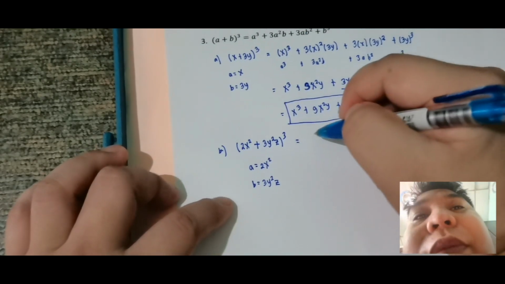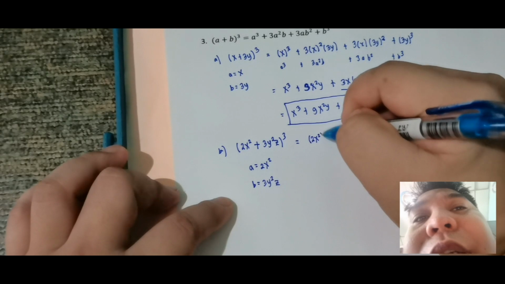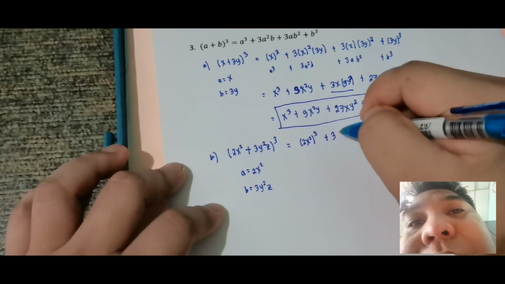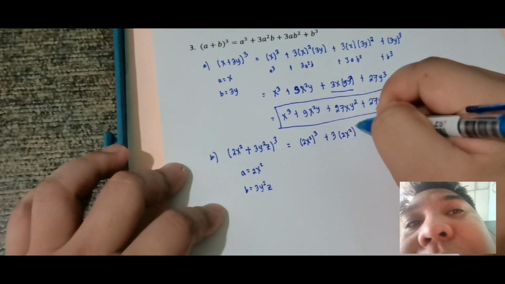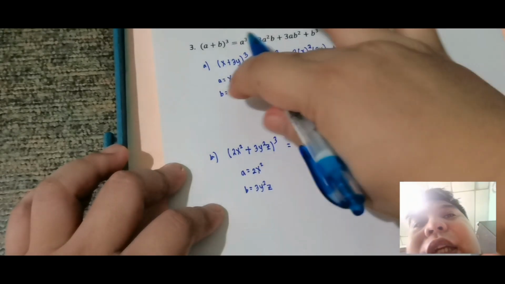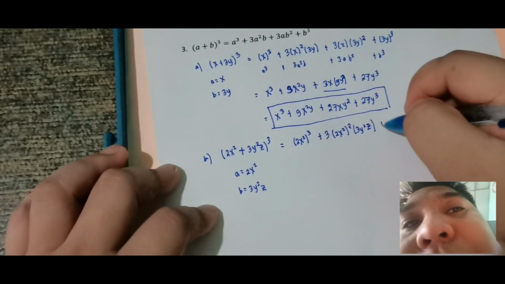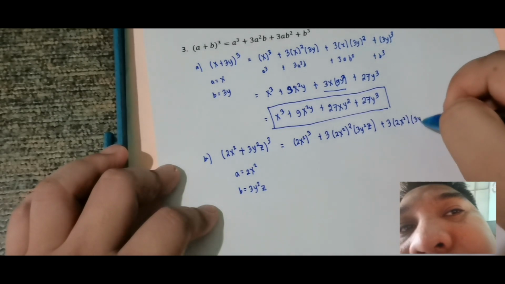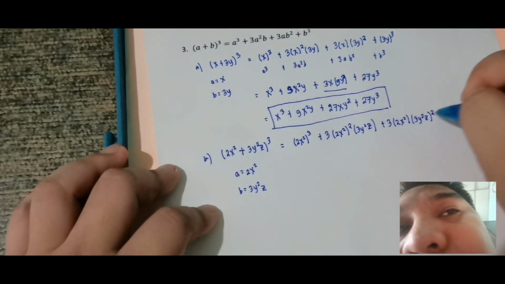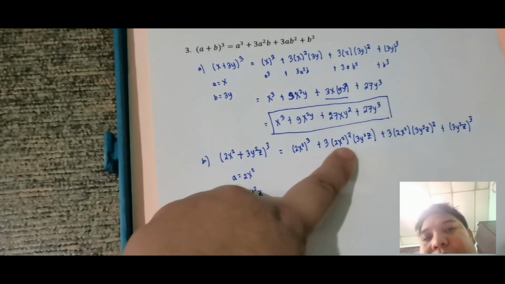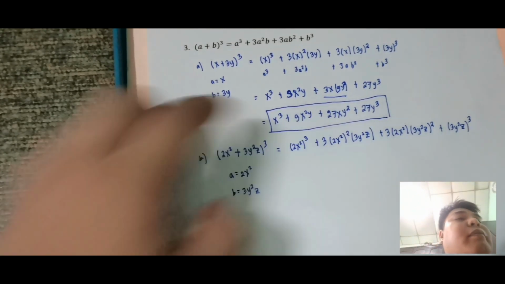So this is equal sa 2x squared raised sa 3. Again, raised sa 3 kasi sabi ng formula. Plus 3 times 2x squared raised sa 2. Then si 3y squared z. Kasi 3a squared b. Okay, then plus 3 times 2x squared. Then 3y squared z raised sa 2. Plus 3y squared z raised sa 3. So ulit, a cubed plus 3a squared b plus 3ab squared plus b cubed.